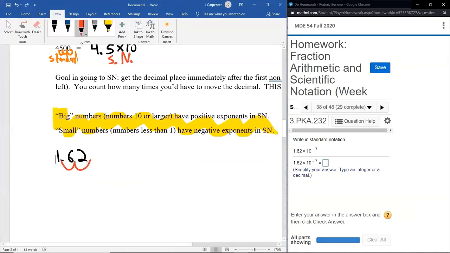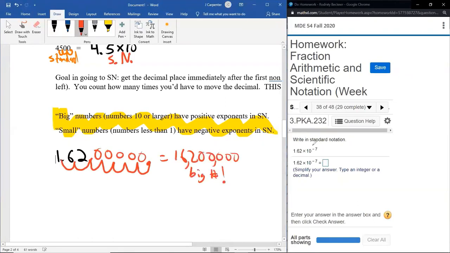It's wrong. 1, 2, 3, 4, 5, 6, 7 times. And there's a bunch of empty spaces. You fill those in with zeros. So that number is really 162 and then 1, 2, 3, 4, 5 zeros. So that number is really 16,200,000, which is a darn big number, which contradicts that negative exponent says it should have been a small number. So that is how I immediately know that I did this wrong.